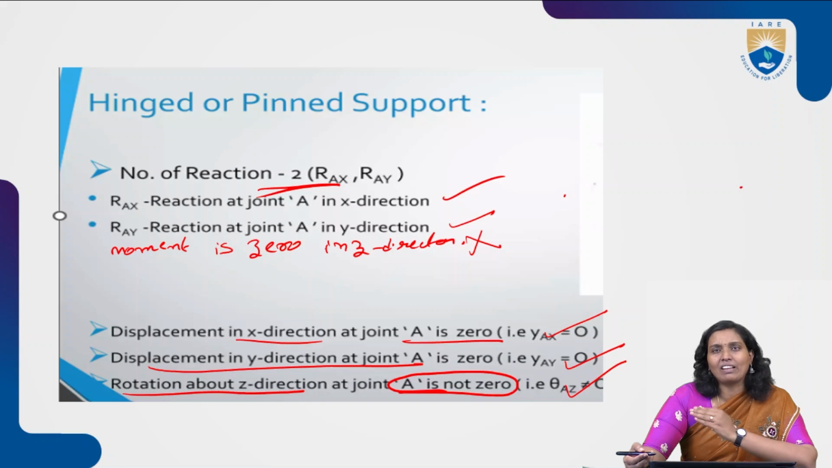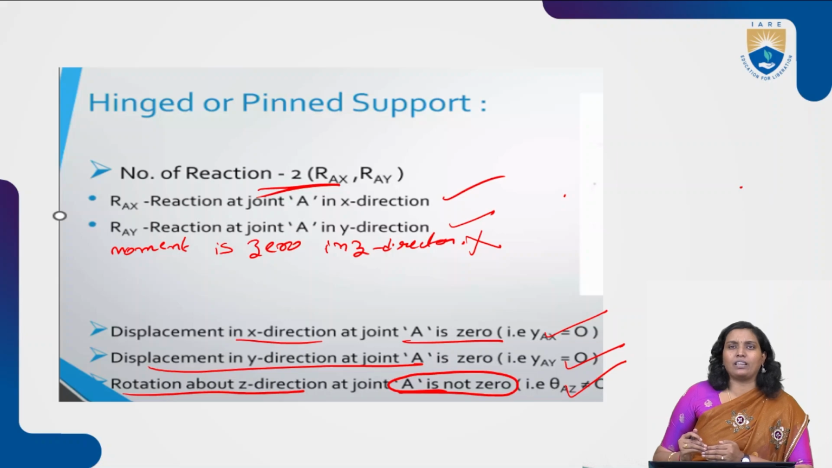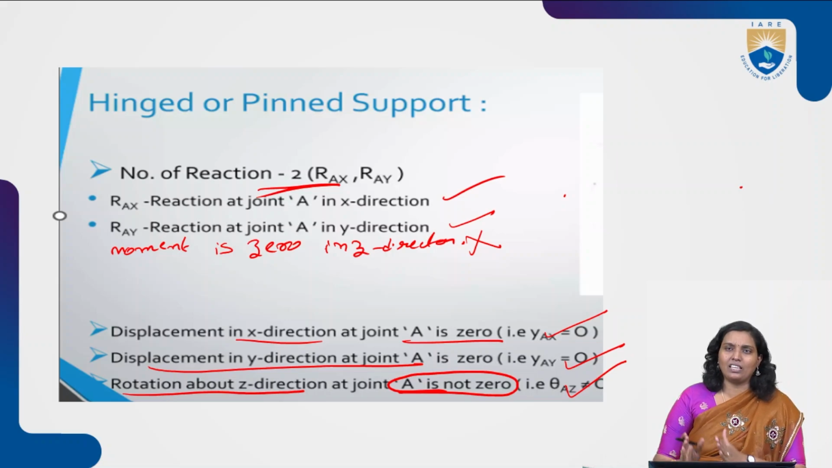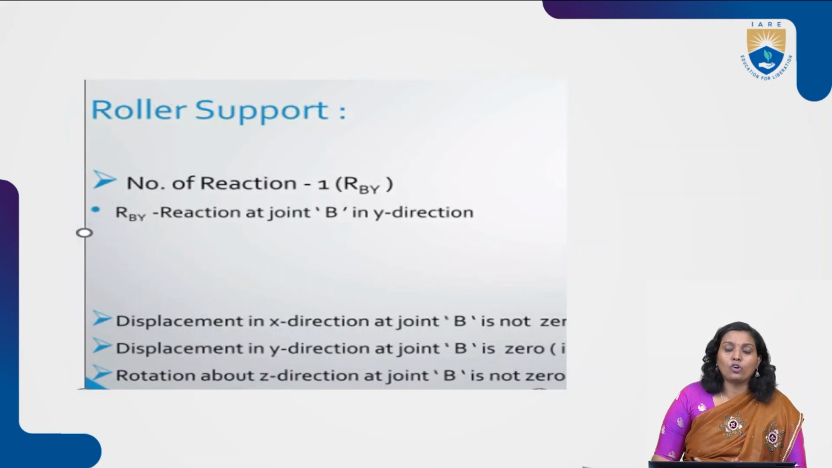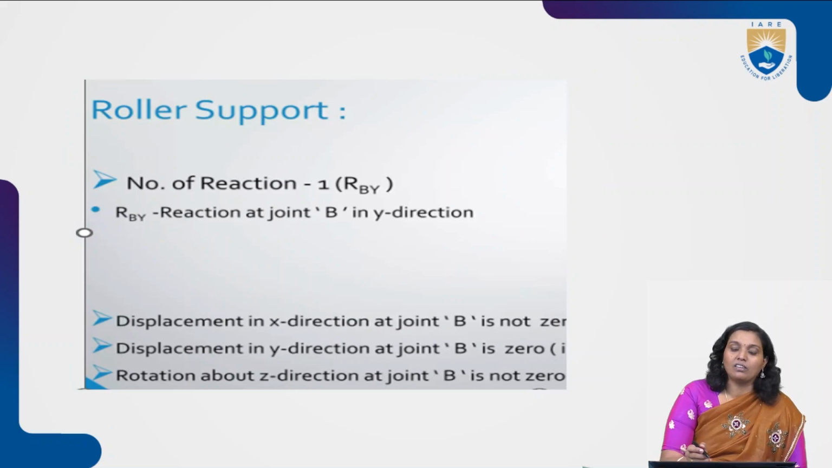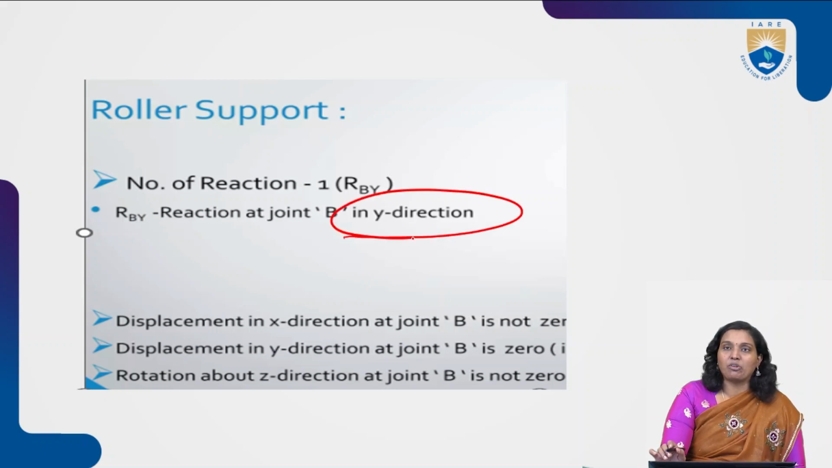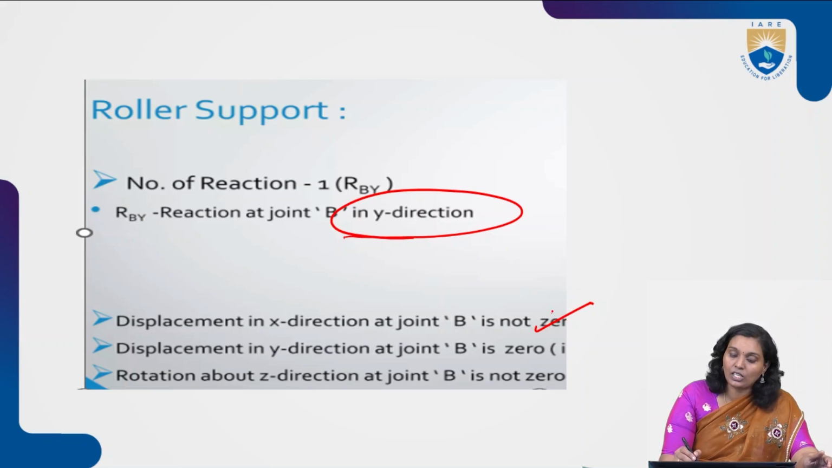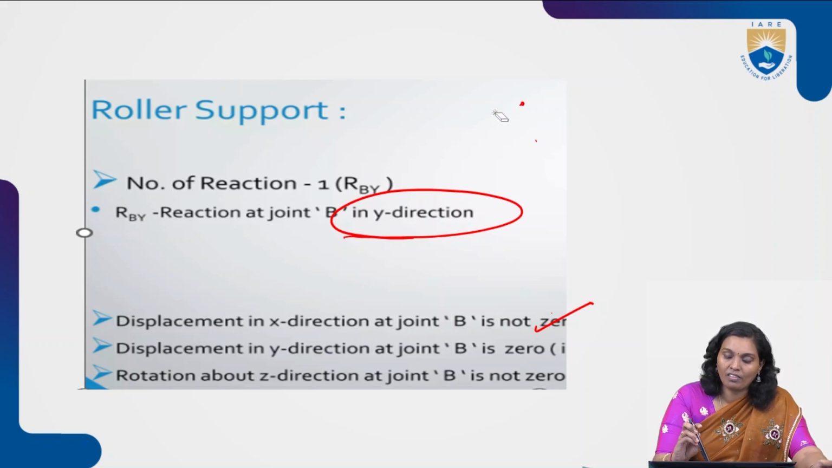Along the x direction as well as the y direction, there is no movement. And coming to the displacement, along the x direction and y direction there is no displacement, but rotation about the z axis is there in hinged supports. Roller support: here the number of reactions is equal to 1. The reaction at the joint is in the y direction. It means displacement in the x direction is not 0.